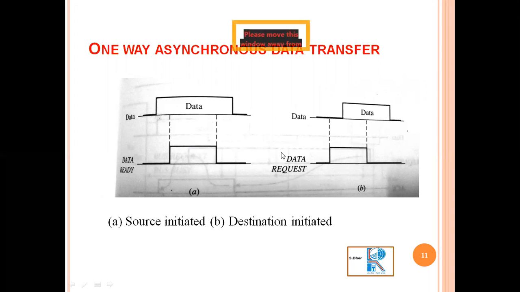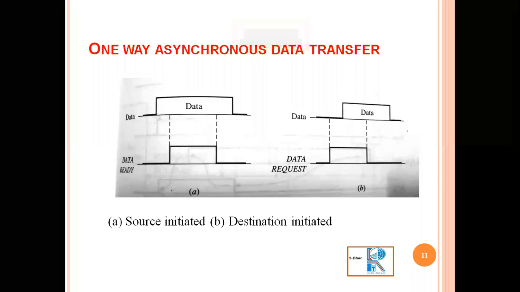So this is one-way asynchronous data transfer. Now the problem with the one-way asynchronous data transfer is that if data is transferring from the source to the destination, the source does not know whether the data has reached the particular destination or not. Clear? Because this is asynchronous, no time is related.